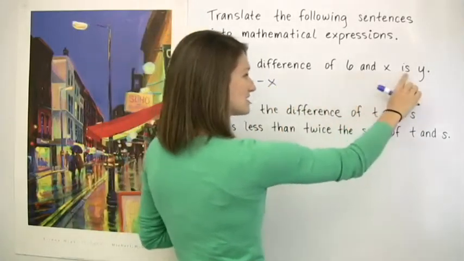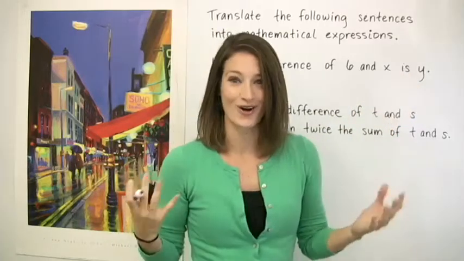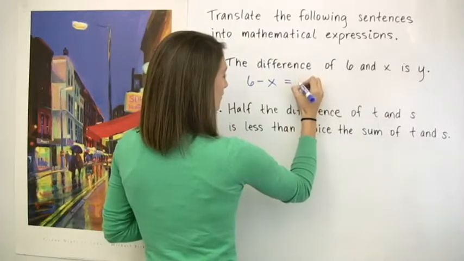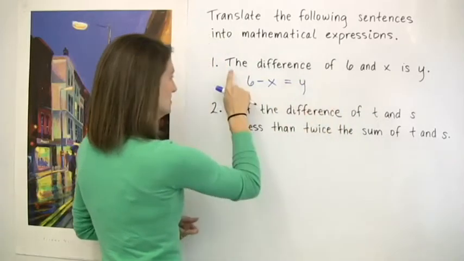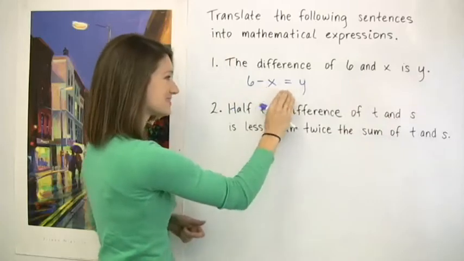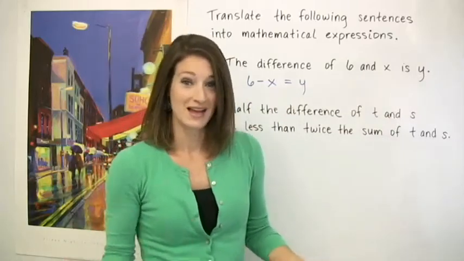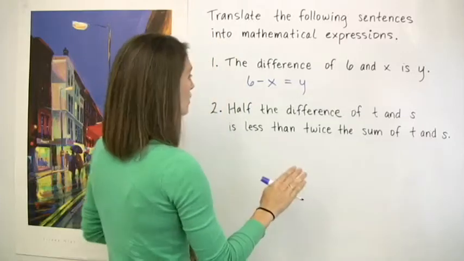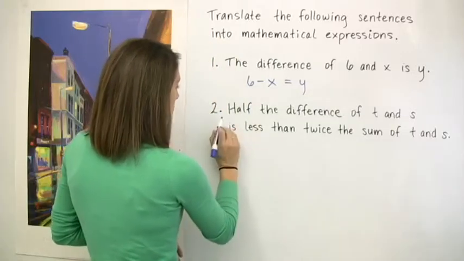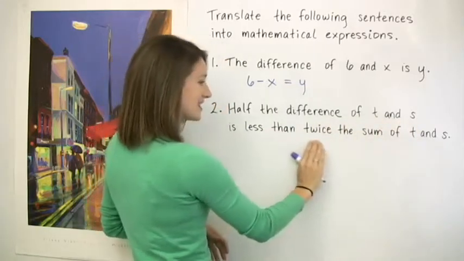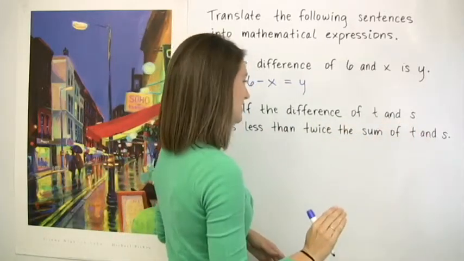Now in this sentence, the word is represents our equal sign. So we'll write that next, and then bring down our final variable y. So the difference of 6 and x is y, translates to 6 minus x equals y. Let's move on to our second sentence. It's a little more complicated and has a few more components to it. So we have half the difference of t and s is less than twice the sum of t and s.